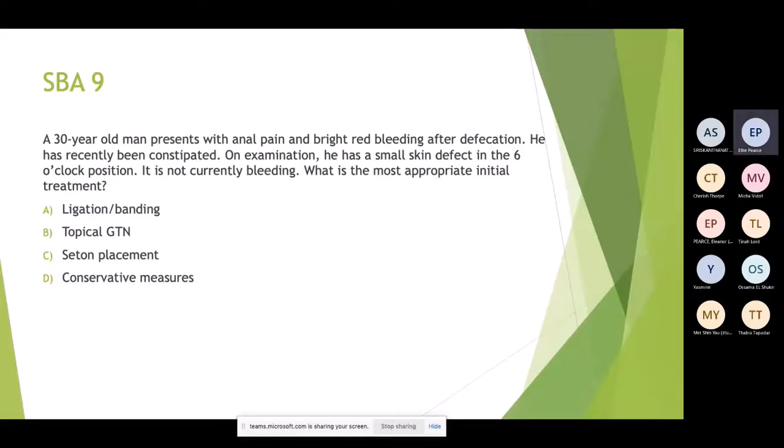Okay, great. So most of you got that one. So conservative measures. This patient has got an anal fissure. Ligation banding would be for hemorrhoids. GTN would be for a fissure if conservative measures and stool softeners haven't worked. And then setons are used for fistulas.